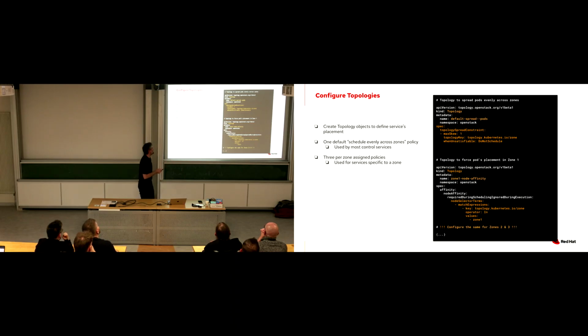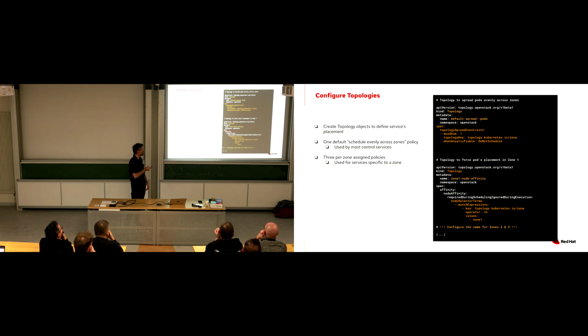we define the topologies themselves, right? So we have one topology for spreading pods across the zones. So I want 1 per zone or 2, depending on how you scale, right? But at least I want 1 per zone. That's the default spread, with maxSkew 1. We want 1 per zone maximum.